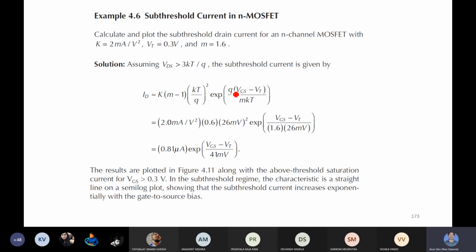Here Q and KT are not required separately, so Q can be taken downside. So M KT by Q is the thermal voltage, 26 millivolts times 1.6, which gives about 41 millivolts. This is the simplified version: all the constant terms multiplied by exponential of (VGS minus VT) divided by this 41 millivolts.